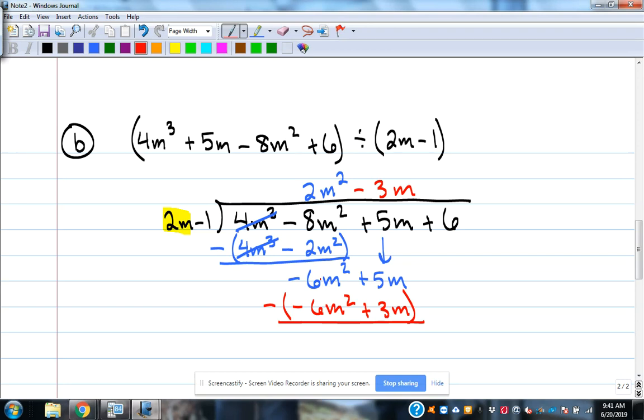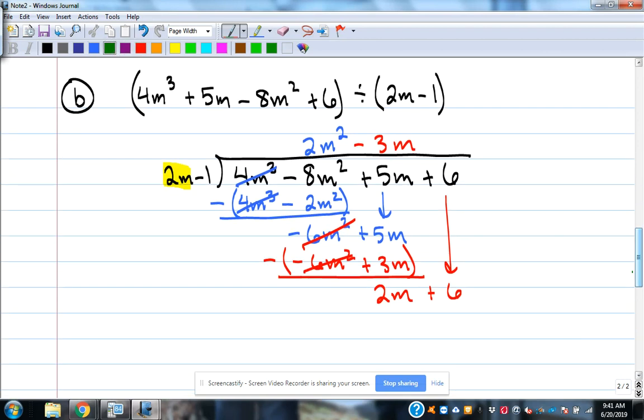Okay. Again, that front piece there, the 6m squareds, if they don't cancel out, you got the wrong number up there. Okay, so they cancel there. 5 minus 3 would be 2m. And then we bring down the next term. And then just go from there.